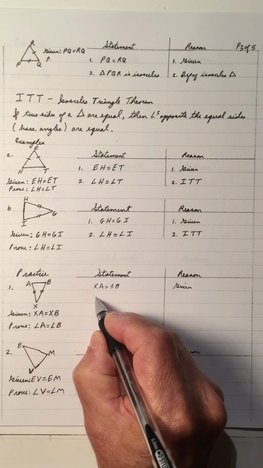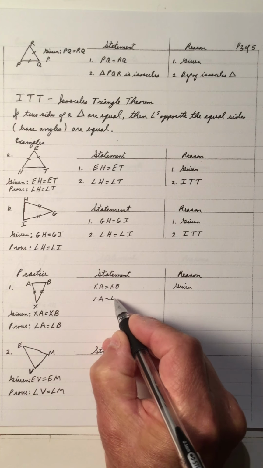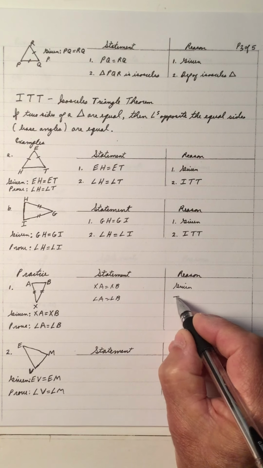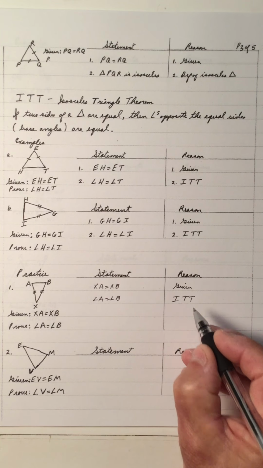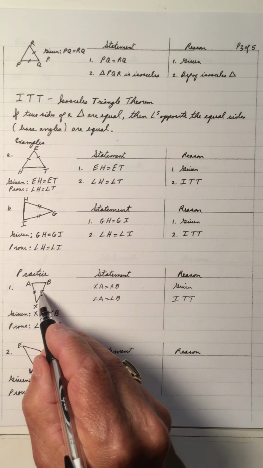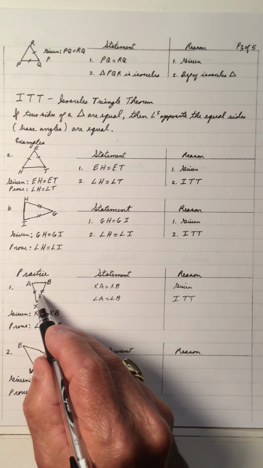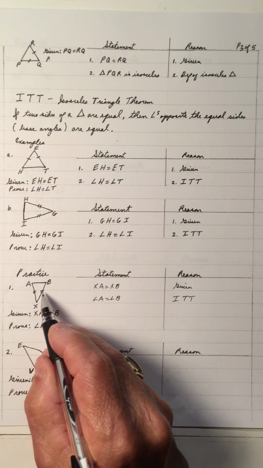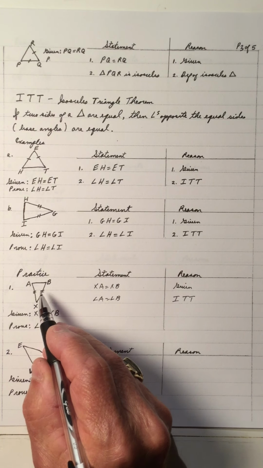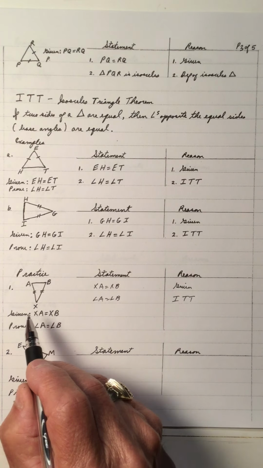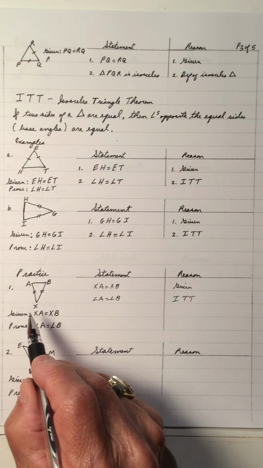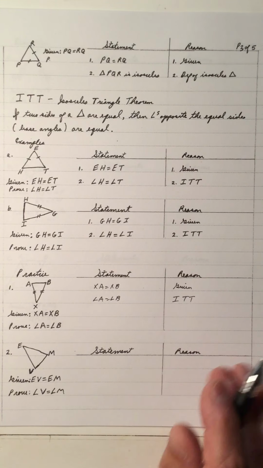And that means that angle A is equal to angle B, ITT. So if two sides are equal in a triangle, then the angles opposite those two sides are equal. Notice you got two equal sides, two equal angles. If you had three equal sides, you would have three equal angles. If you have no equal sides, you have no equal angles.